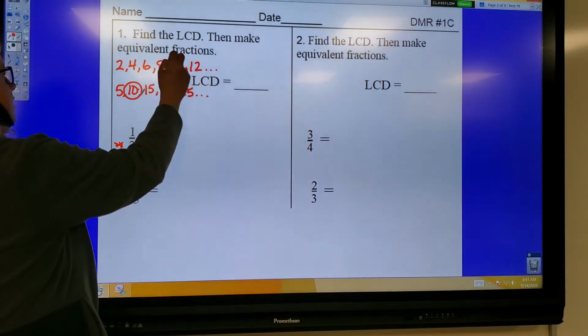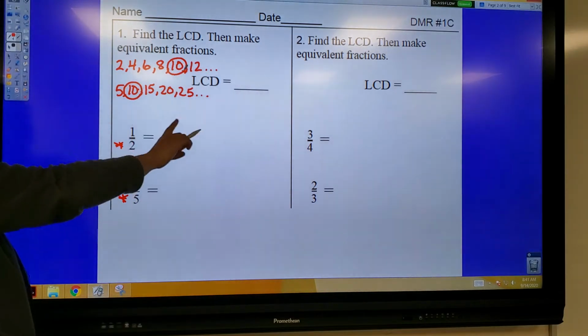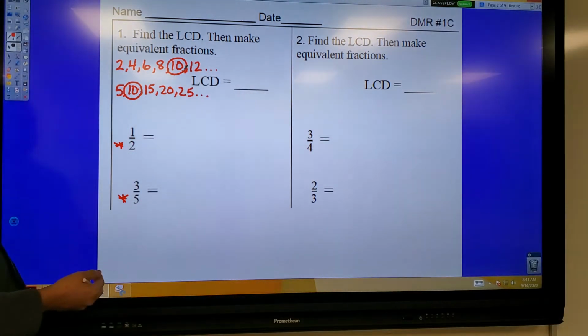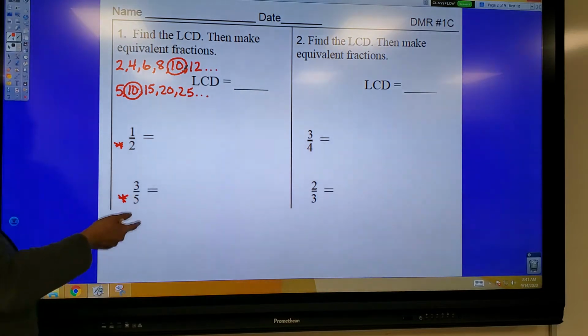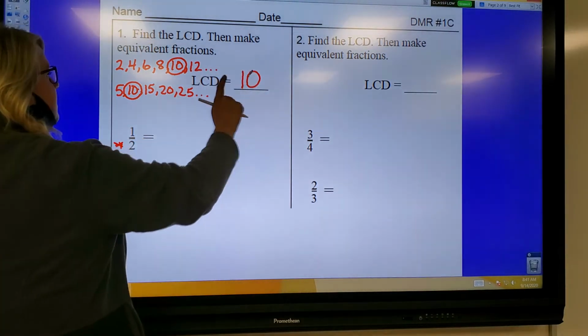the 10. Now some of you may have come up with that on your own without listing out the multiples, but if you can't come up with it on your own, or you're not sure it's the correct least common multiple, then making a list is a good idea. So the LCD is 10.